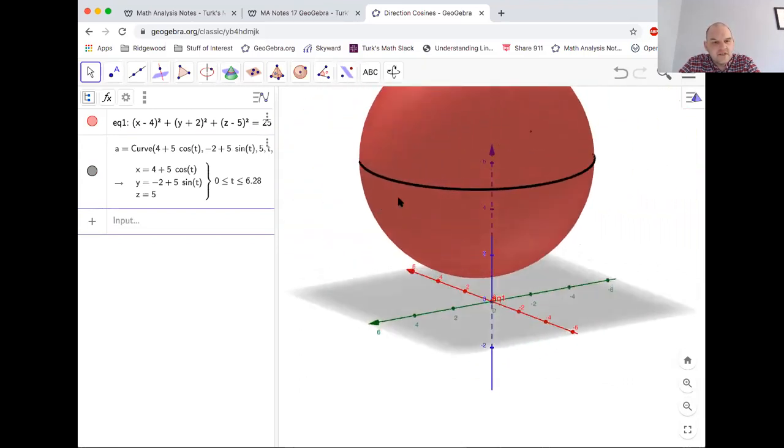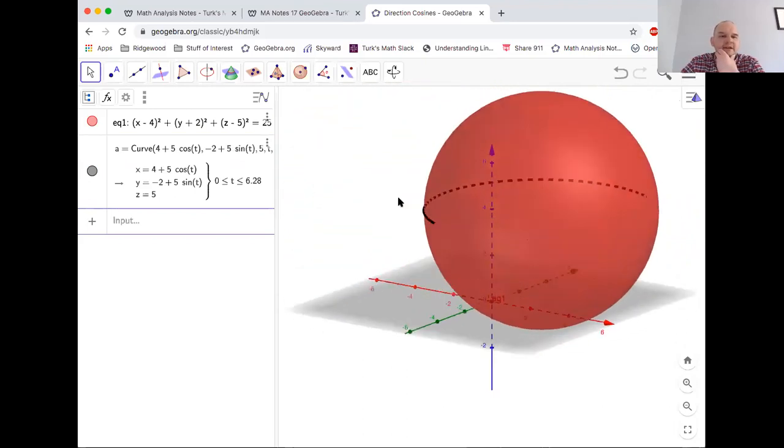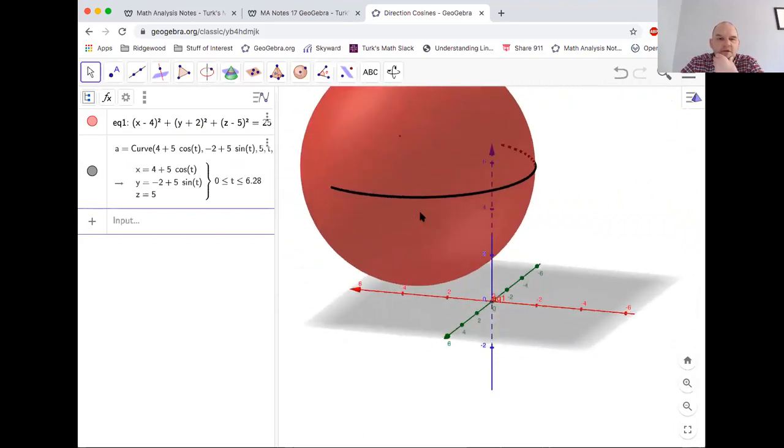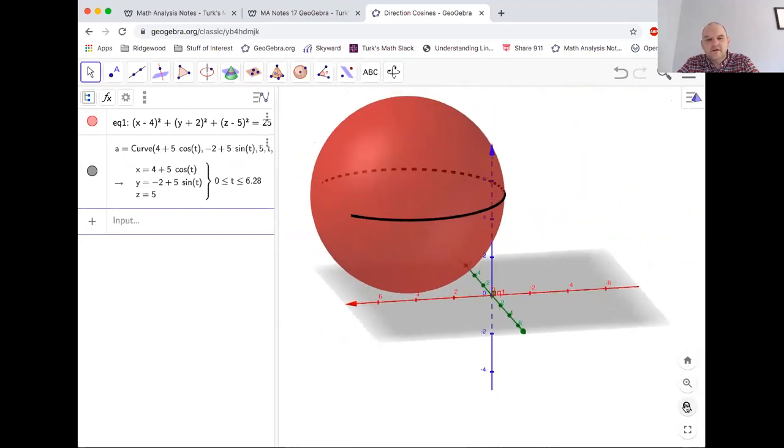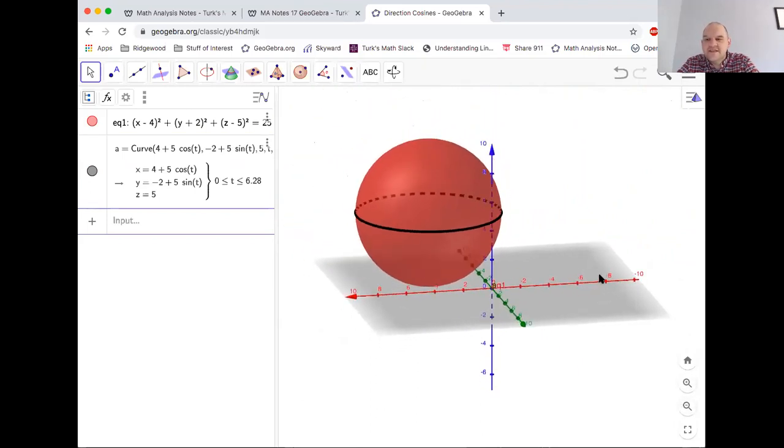Why is 0 to 2 pi not going all the way around this thing? Oh, it is going all the way around. Let me zoom out. Oh, I got fooled. I wasn't seeing enough of it, so the whole thing was just getting sheared off. It does this weird thing where it'll show you surfaces beyond the box, but it won't show you curves beyond the box, which seems reasonable.